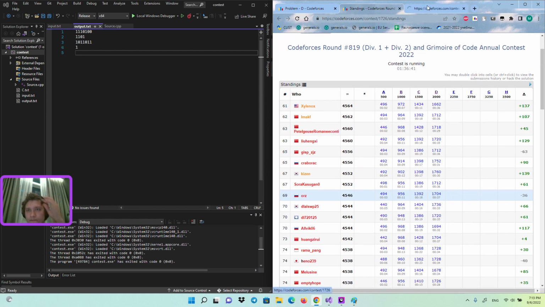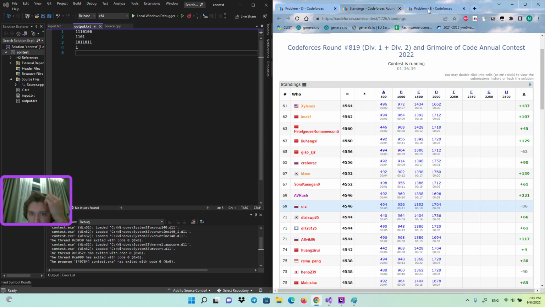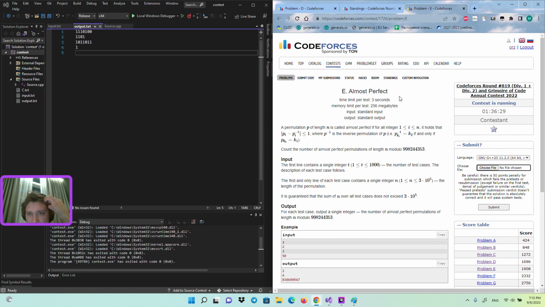Problem E. A permutation P is called almost perfect if for all i, it holds that the absolute difference between p_i and the inverse of p_i is at most 1. Oh, Krabarak is participating. Count the number of almost perfect permutations of length n modulo this. It's an interesting problem.